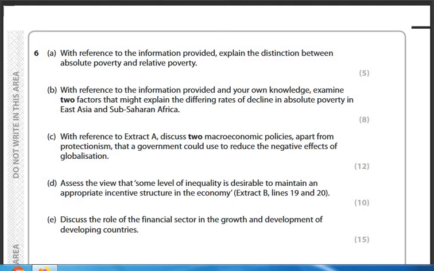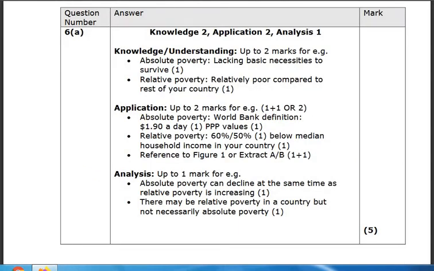Okay, so then we get the questions. So we start off 6A as before with the micro paper. 6A on the micro was also an explain question for 5 marks. On that question, I think there was 3 marks for analysis, and you'll see here, again, it's quite frustrating really, because in this case you've got 2 knowledge, 2 application, 1 analysis.